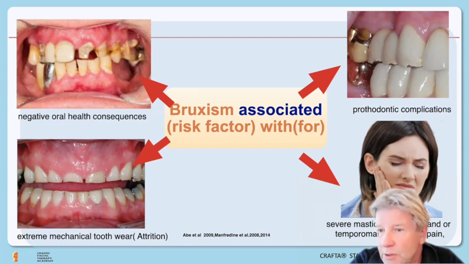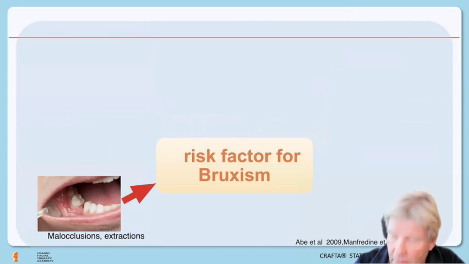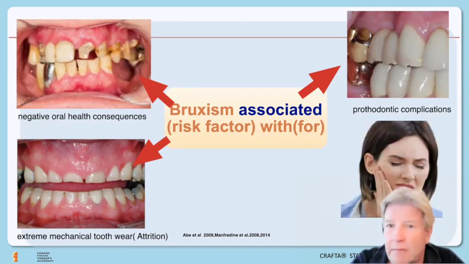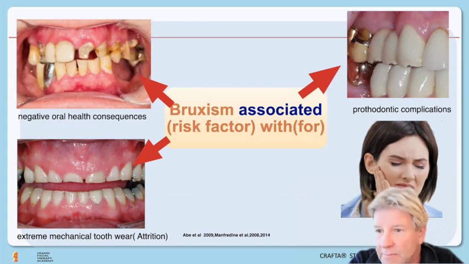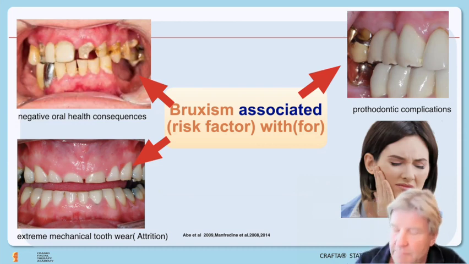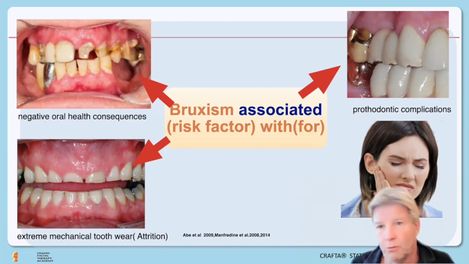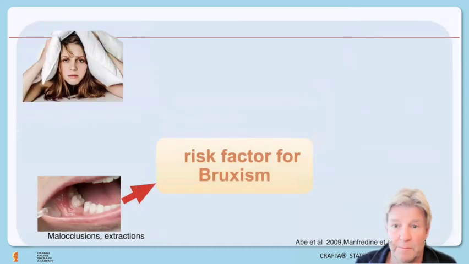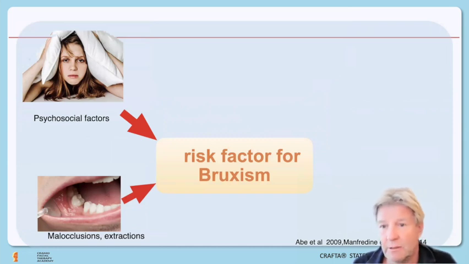That means bruxism is not a kind of myofascial TMD. A lot of people think that bruxism is a kind of myofascial temporomandibular joint dysfunction, but it is not. It is a completely different mechanism. But it is a risk factor. So what can be a risk factor or associated with bruxism?